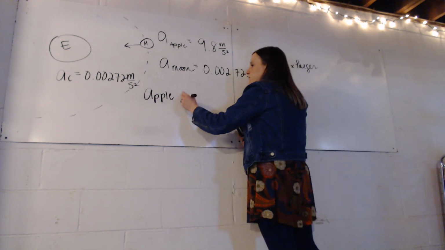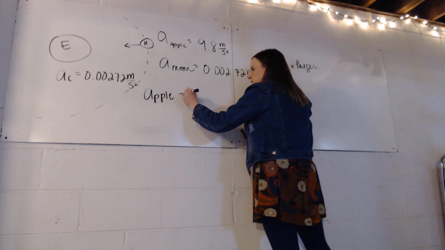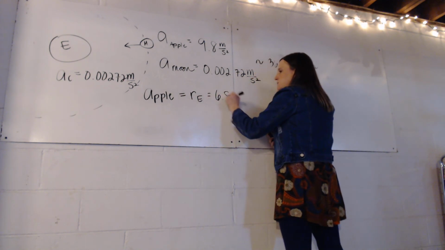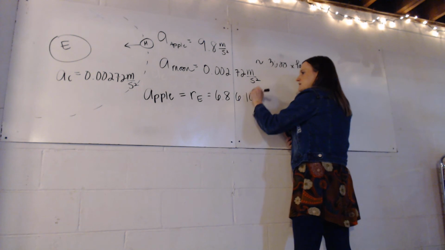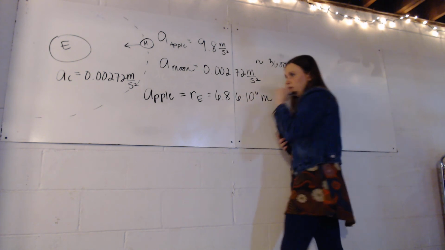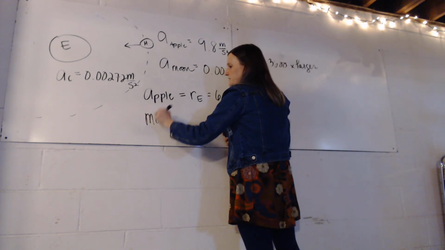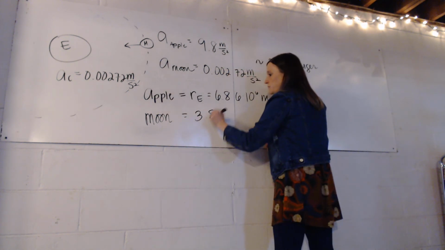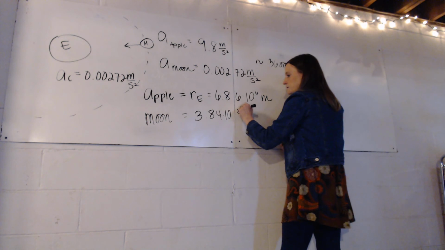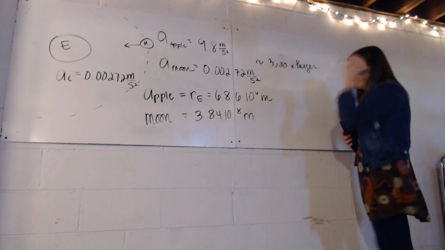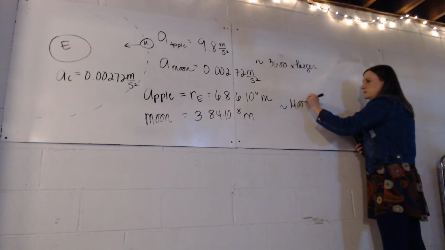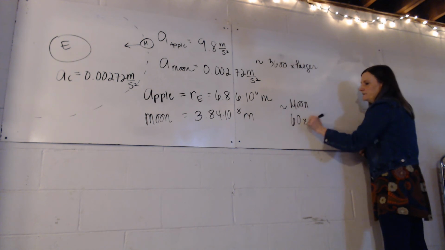But the apple's distance from the center of the Earth is equal to the radius of the Earth, which is about 6.86, I think, times 10 to the 6 meters. The Moon's distance from the center of the Earth is that radius I just gave you, about 3.84 times 10 to the 8th meters. And so if I look at these, it turns out that the Moon is 60 times further away.